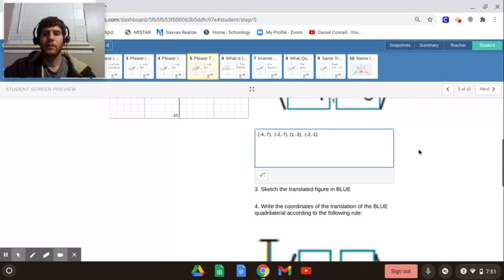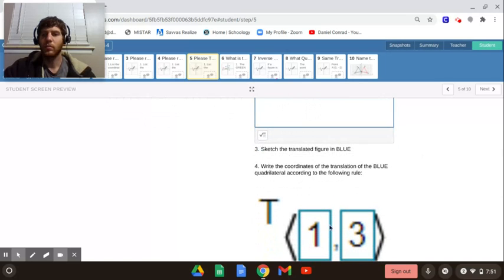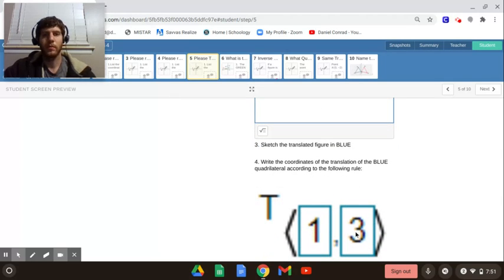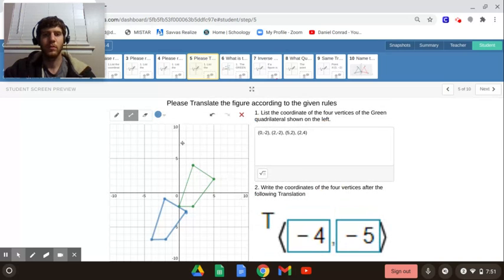Next one, we want to translate the blue figure. We want to take all the points and go right 1 and up 3. Again, you can add them to the previous point or you can count. I'm just going to count 1 right, 1, 2, 3 up. That's going to be negative 1, 2. Right 1, up 3, that's going to be 2, 0. Right 1, up 3. And then here would be our translated figure, the red one there.